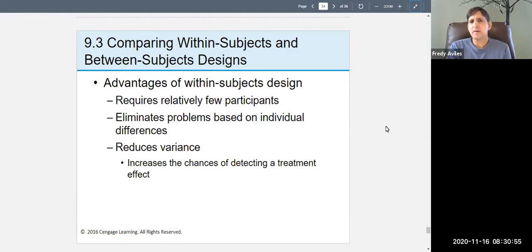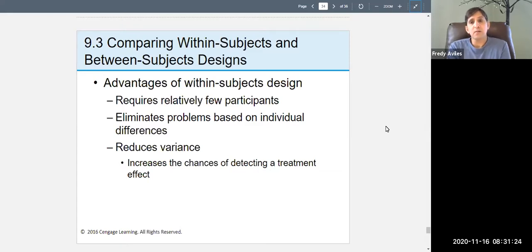One very big advantage of within subjects design, when you have the same participants participate in the treatment group, the control group, the placebo group, is that you require fewer participants. So let's say you need 20 participants per group, and you have 3 groups, okay? With a within subjects design, you would only need 20, because you have the same 20 in the treatment group, the control group, and the placebo group.